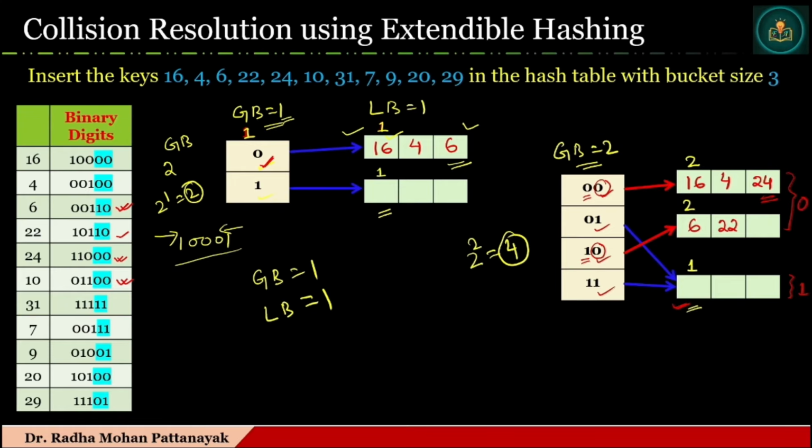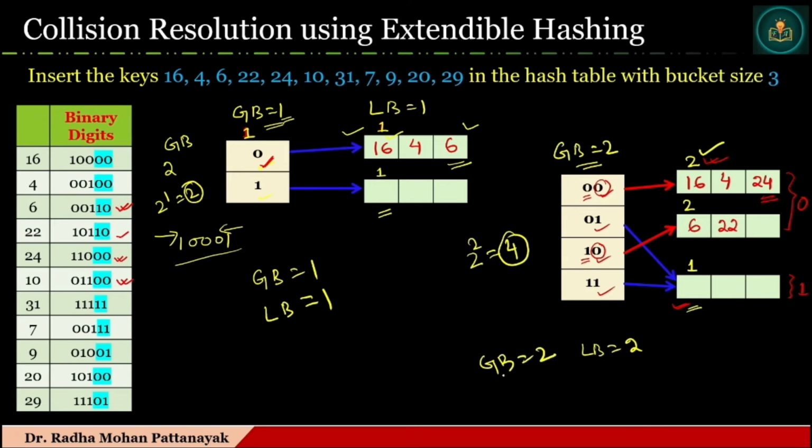So what you need to do? Again you need to split. Clear? So if you split here, which bucket will split? The first local bucket you will split, right? If you split the first local bucket, then what is the size of the local bucket here? Local bucket size is 2. Then what is the size of the global bucket? Global bucket is also 2.